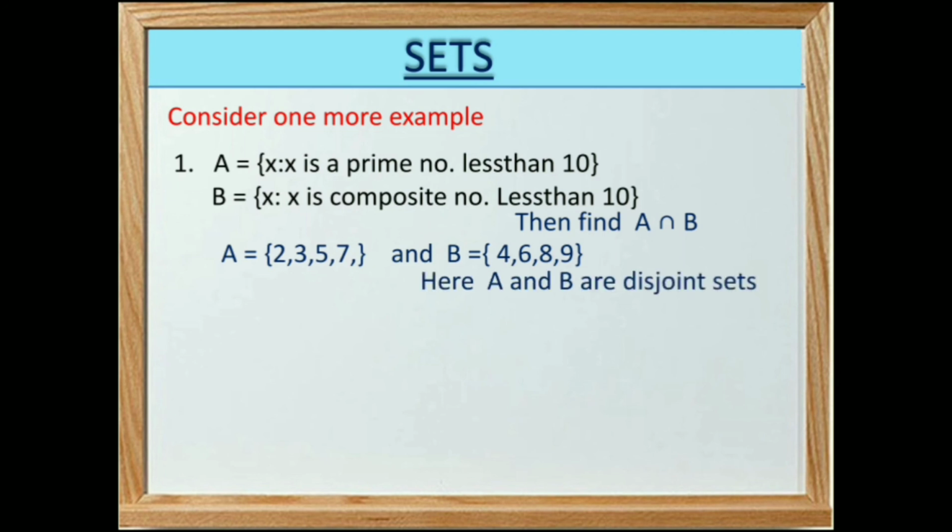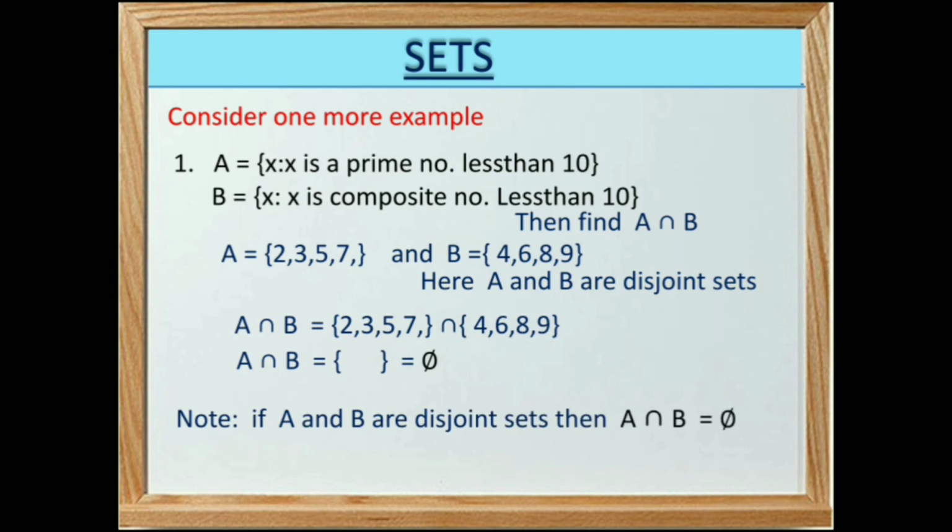That's why we can write like this: A intersection B is equal to {2, 3, 5, 7} intersection set B {4, 6, 8, 9}. So here we have no common elements. That's why A intersection B is equal to phi, the empty set. So by this we can say if A and B are disjoint sets, then A intersection B is equal to phi.